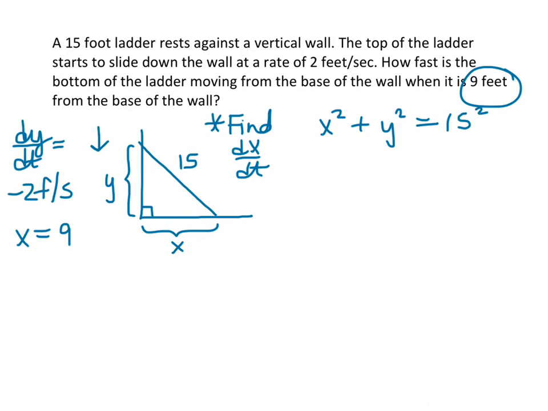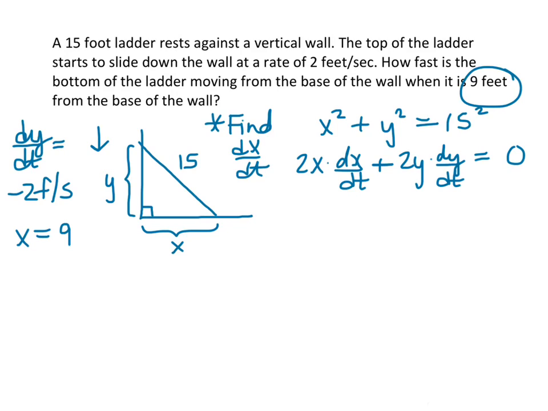You can simplify that 15 squared to 225 if you'd like, but I'm going to go ahead and take the derivative of this equation with respect to time t. The derivative of x squared is 2x multiplied by dx/dt. There's your implicit differentiation, plus 2y times dy/dt. The derivative has to be with respect to time implicitly, and the derivative of 15 squared is 0 because the derivative of any constant is 0.